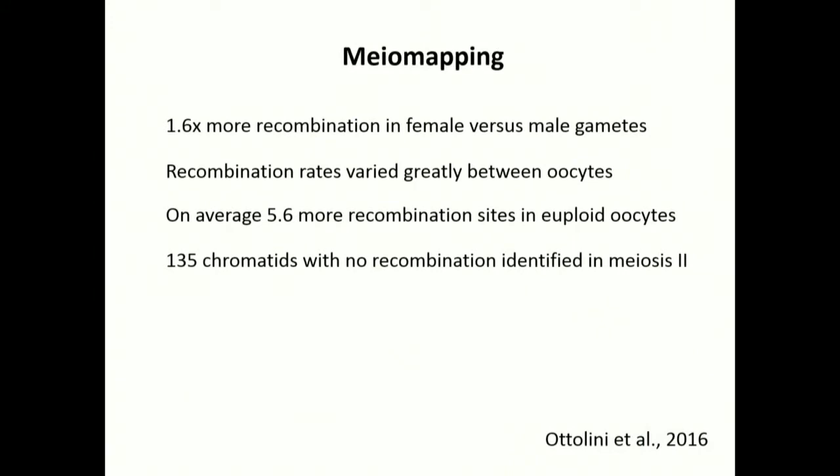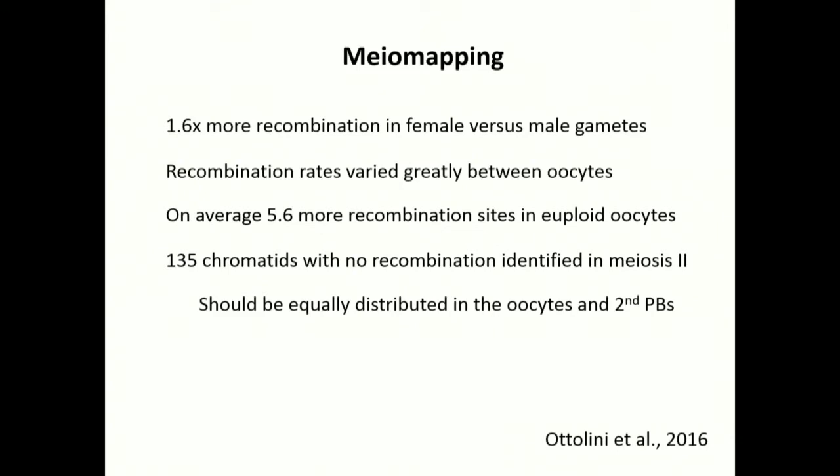So just to summarize what they found there, they found more recombination in female meiosis than male meiosis. Again, that's not an unexpected finding, as there was already extensive evidence that that would be the case. The recombination rates varied, interestingly, a lot between individual patients, and even within a patient there could be significant differences in the recombination rates in individual oocytes. On average, those eggs that were chromosomally abnormal had less recombination, and those that were chromosomally euploid had a little more recombination. They found 135 chromatids that had no evidence of recombination at all along their lengths in meiosis II.